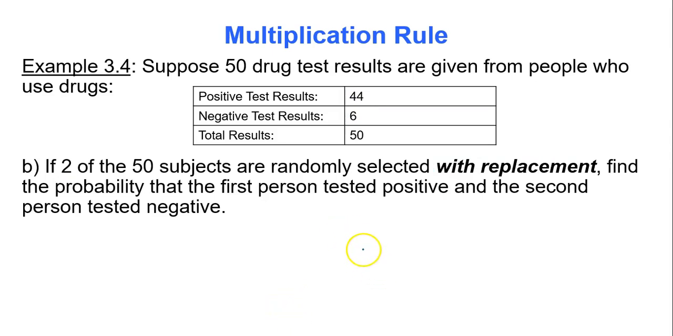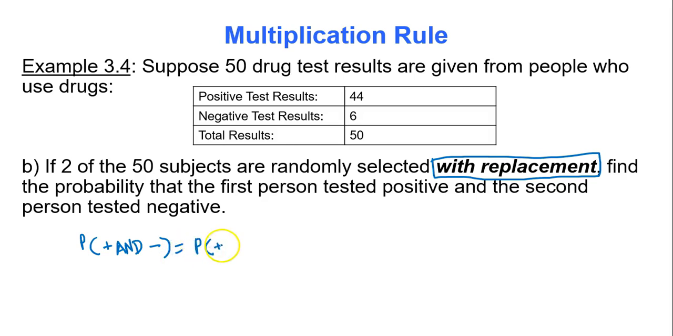Well, let's see. If two of the 50 subjects are randomly selected with replacement, find the probability the first person tested positive and second person tested negative. So the probability of the first test results positive and that the second test results negative. So I have to find the probability the first result is positive, and I'm going to multiply it by the probability that the second result is negative.